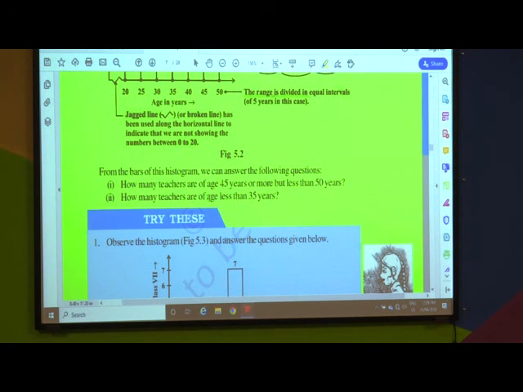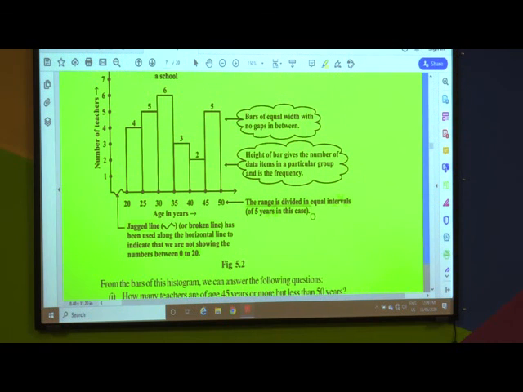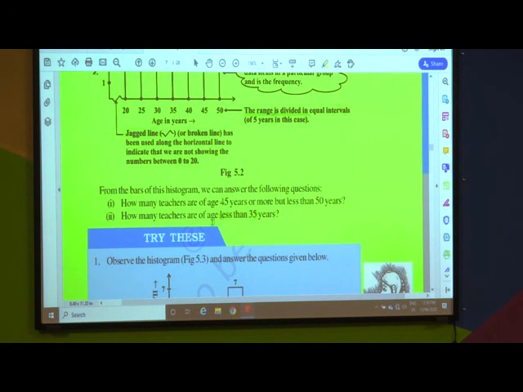How many teachers are of age less than 35 years? Please understand the question properly. Less than 35 means a teacher who is in the interval of 20 to 25, or 25 to 30, or 30 to 35. So 6 plus 4 is 10, plus 5 is 15. So the total number of teachers whose age is less than 35 is 15.